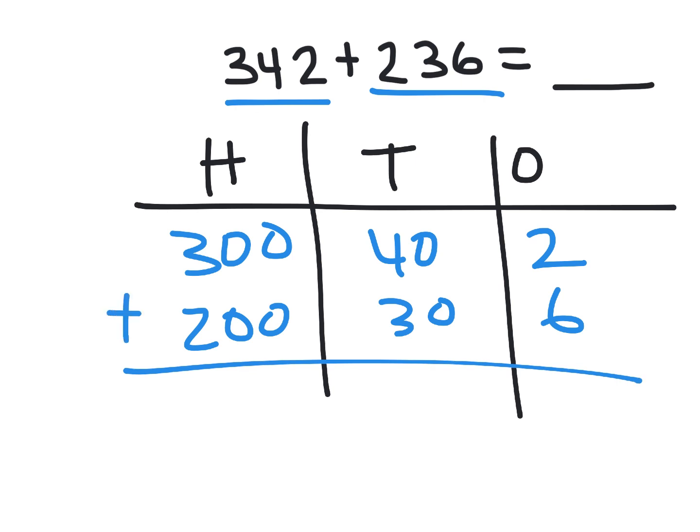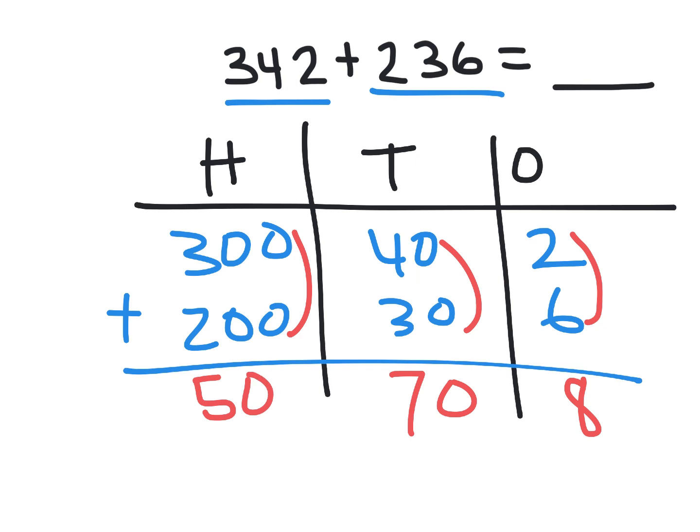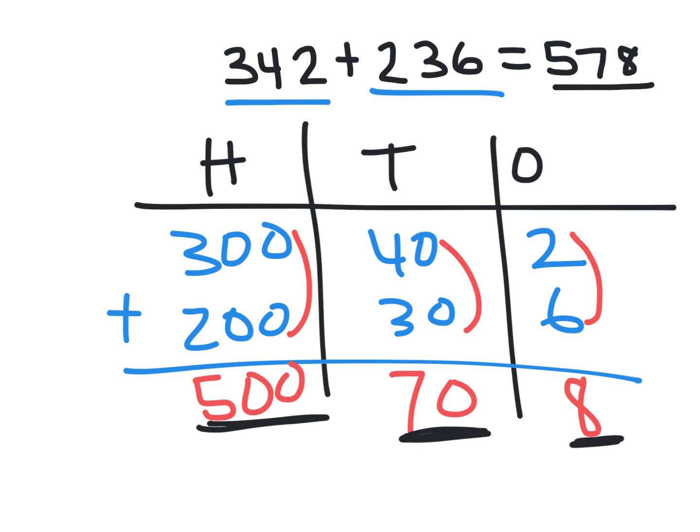We're going to get busy adding now in columns. So we'll add our 2 and 6. That's 8. We'll add 40 and 30. That's 70. We'll add 300, 200, and that's 500. When we look at place value, this can only have ones, this can only have tens, and this can only have hundreds. So it's perfect. We have our answer, 578. No regrouping needed for this problem.